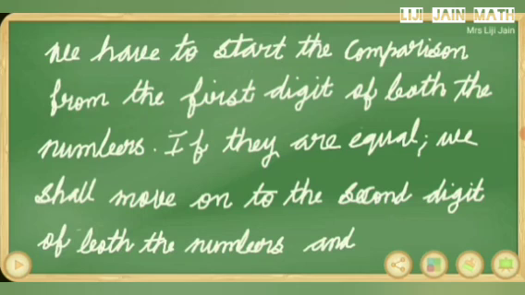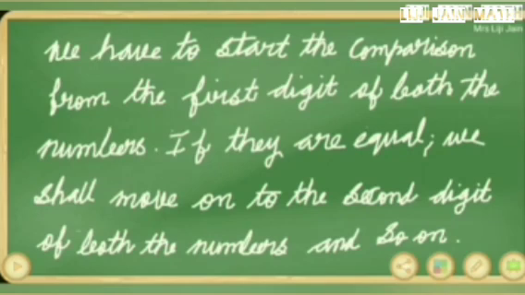And so on means it goes on like this. Understood? So we have to start the comparison with the first digit of both the numbers, and if they are equal, we have to consider the next digit, and if still they are equal, again the third digit, and it goes on. Okay? Understood? Okay children, hope you understood this concept very well.